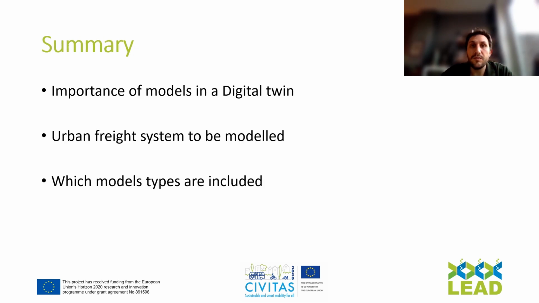So, what have we learned today? We first highlighted the importance of models in a digital twin. So why do we want to represent and make simplifications of the real urban freight system and be able to twin it and include it in a representation of reality? Then we also talked about the system that we want to model, this urban freight system, which agents it has, and all the multiplicity of assets that they have to deal with. Finally, we gave a very brief introduction to which model types are included.